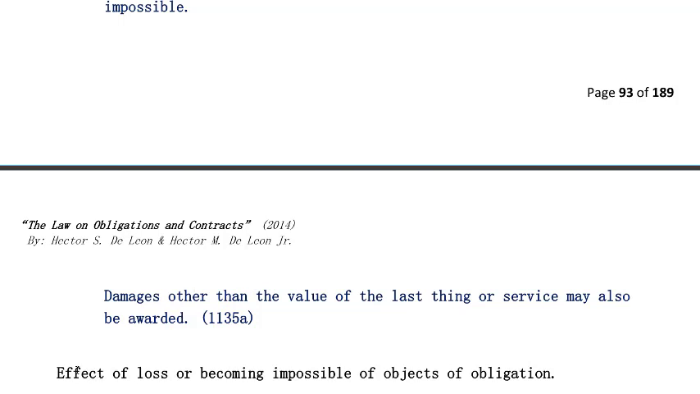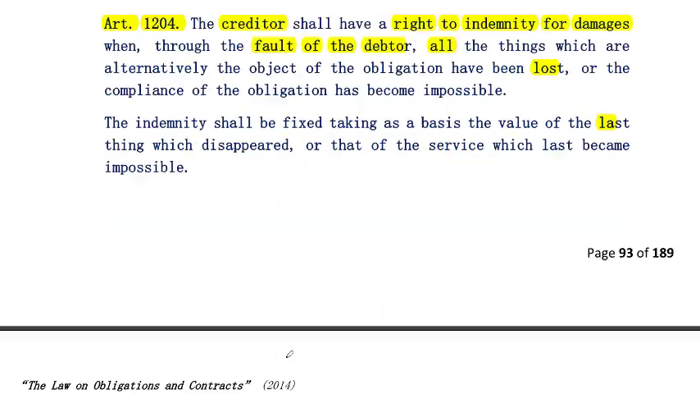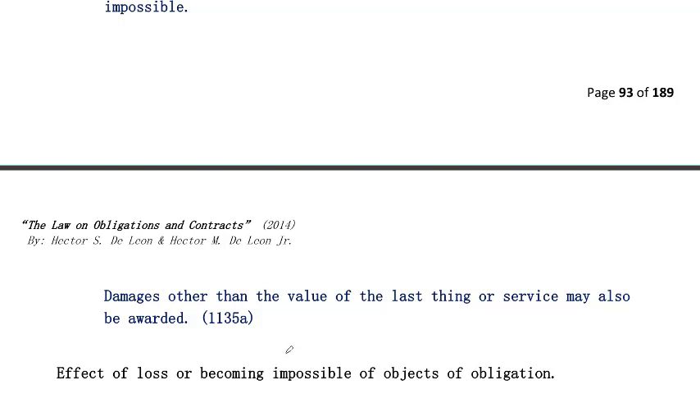So the very question here is, what would be the effect of loss or becoming impossible of the objects of obligation, nawala or it becomes impossible, the delivery of those objects or prestations ng atin pong obligation. But before we move on to the discussion of Article 1204, let's make it clear muna that in Articles 1203 and 1204, the right to choose which among the prestations belongs to the debtor. Tapos dapat din daw yung loss tsaka impossibility of the delivery should happen before the debtor has made his selection. So yun po yung atin pong application ng rule under 1204.